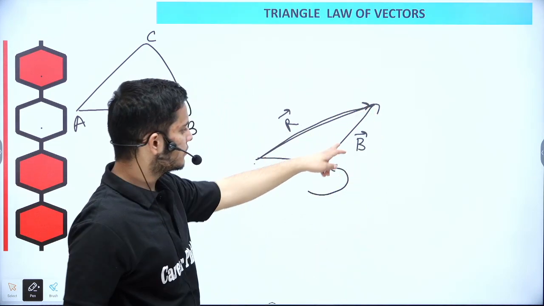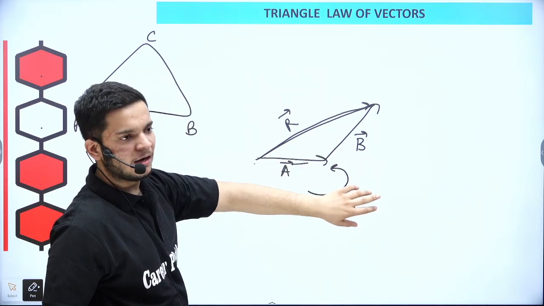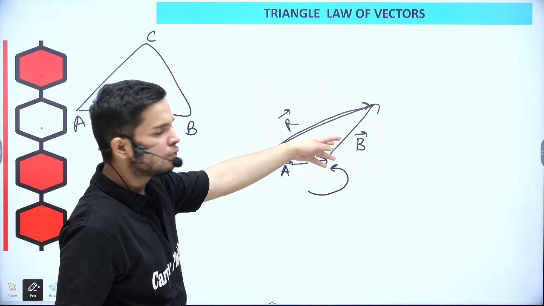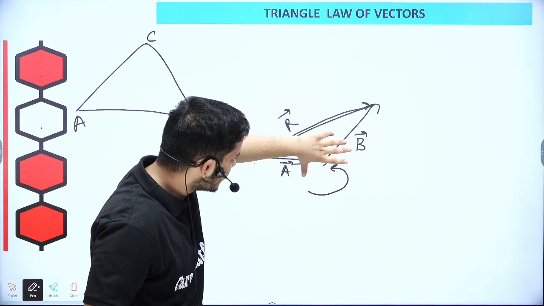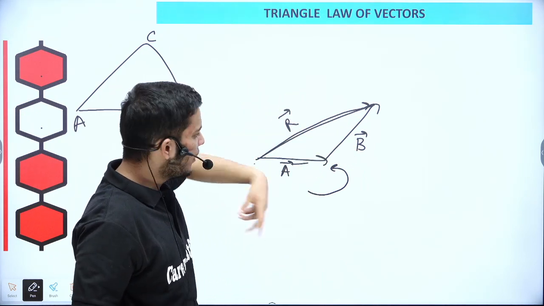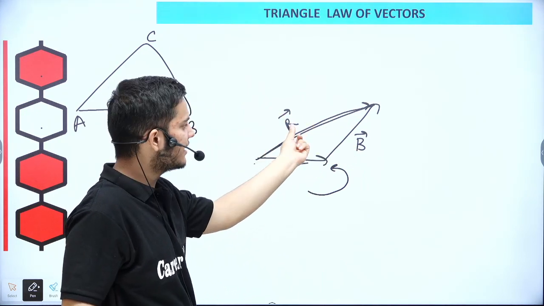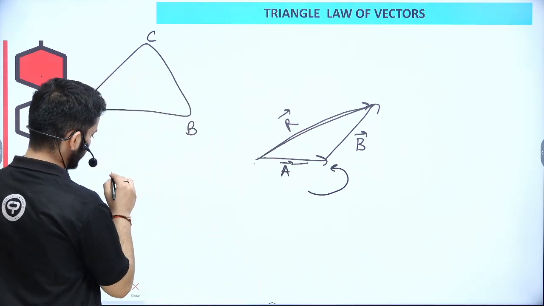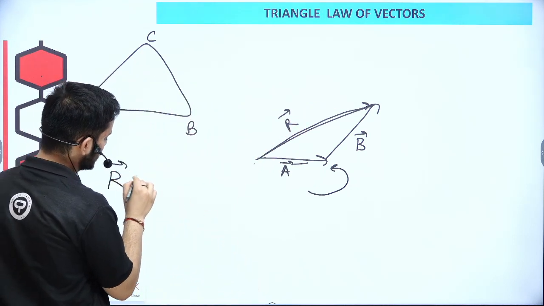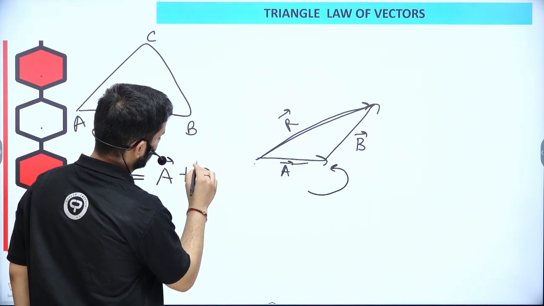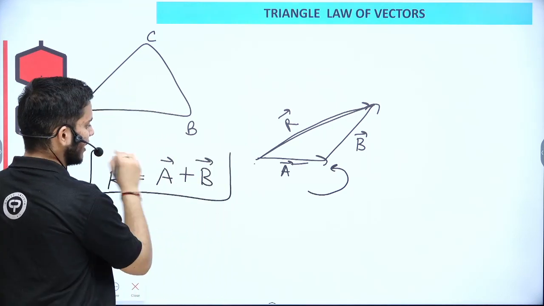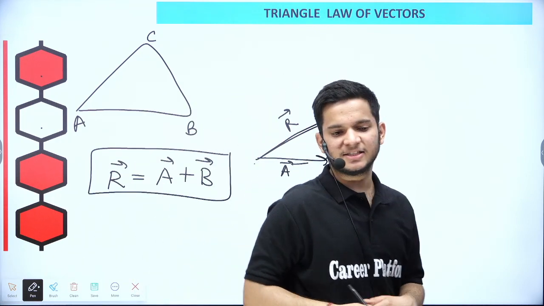So if the first two sides of a triangle are representing two vectors taken in one order, their resultant, the resultant of A and B, R, will be the third side of the triangle taken in opposite order. So R vector equals A vector plus B vector. Is this clear? Am I understood? Is this basic, students?